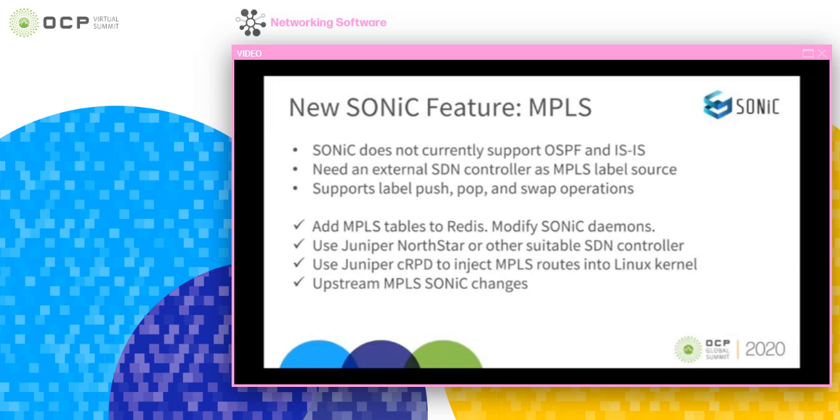To integrate MPLS into SONiC, we had to add new MPLS tables to Redis and modify the SONiC daemons to act on those tables. As the SDN controller, we use Juniper Northstar or some other suitable SDN controller. We leverage cRPD, Juniper's containerized routing protocol suite, to inject MPLS routes into the Linux kernel. And of course, we will upstream MPLS changes to the SONiC open source community.